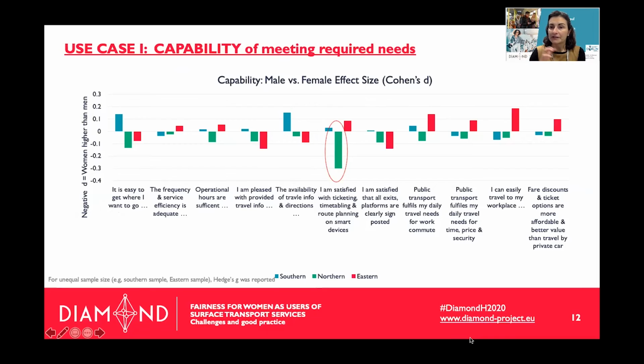And then we compared the satisfaction that different users expressed in relation to different characteristics of the services. For instance, the capability of meeting basic required needs, which means the need to get to work or to a destination and do it in a reasonable amount of time, with punctuality of services, etc. And we found that there are significant differences sometimes, for instance, between the North and the South and Eastern Europe.